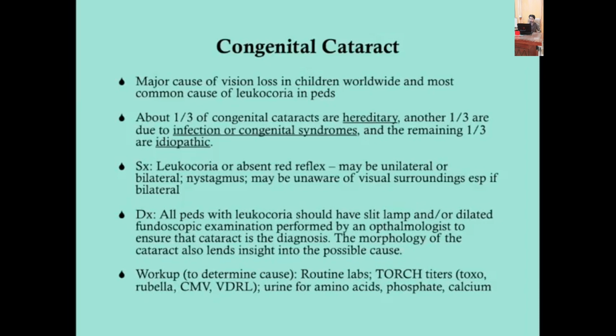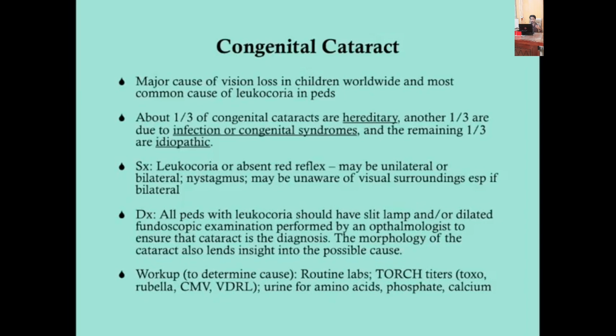About a third of congenital cataracts are hereditary, passed on in families. There'll be a family history if you can get it. Another third are due to an intraocular infection or a vertically transmitted infection like toxoplasmosis or syphilis, or they're due to a congenital syndrome such as Down syndrome, Fabry syndrome, and Alport syndrome, etc. And then the remaining third are idiopathic.